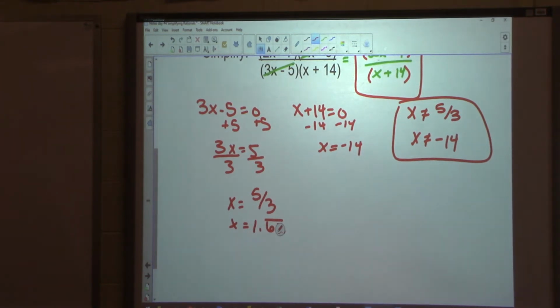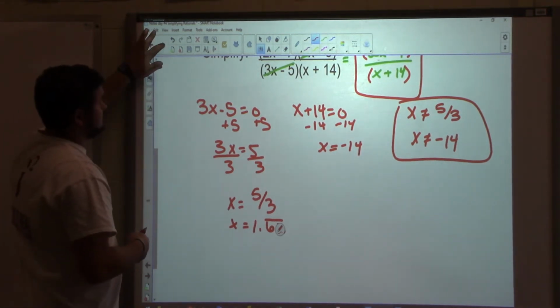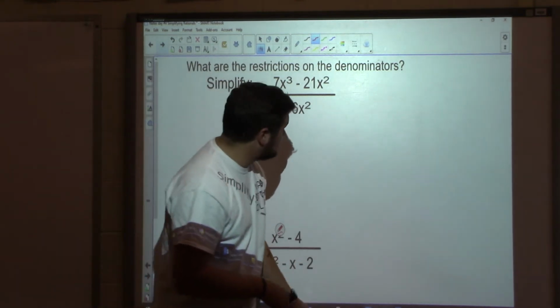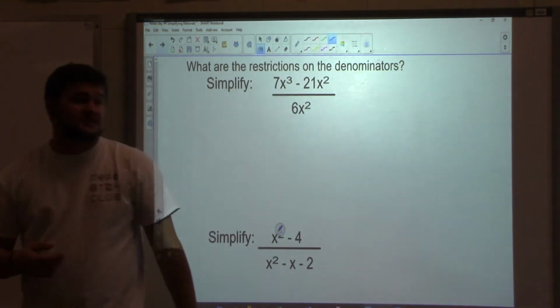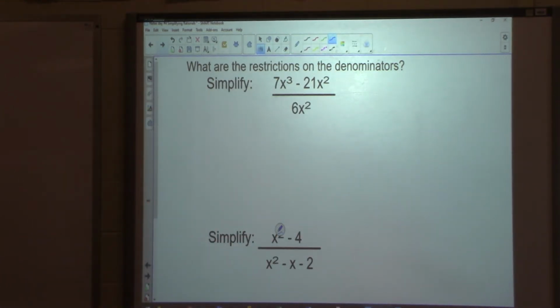Alright, let's look at the next one. 7x cubed minus 21x squared over 6x squared. What do you think I should do first?